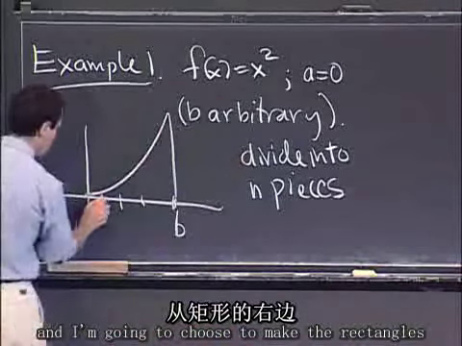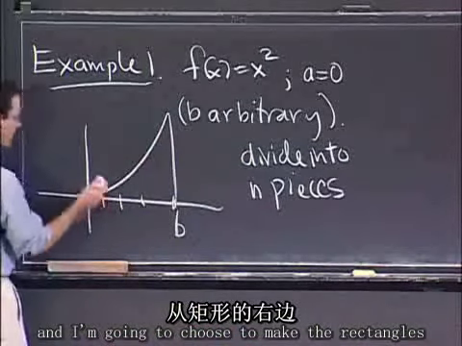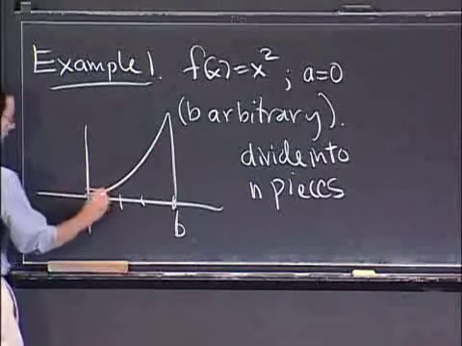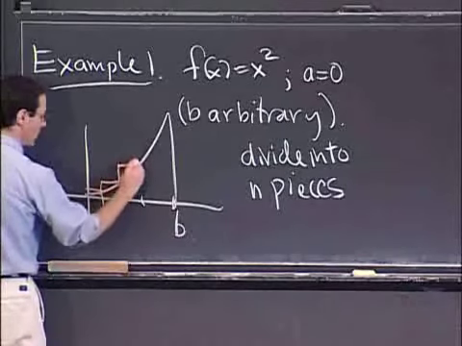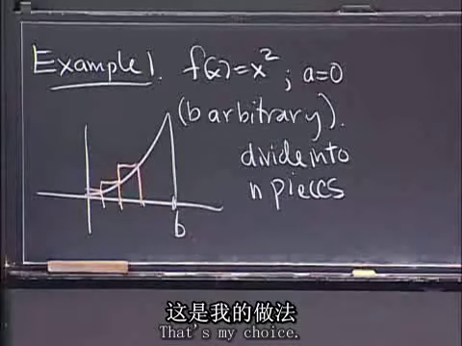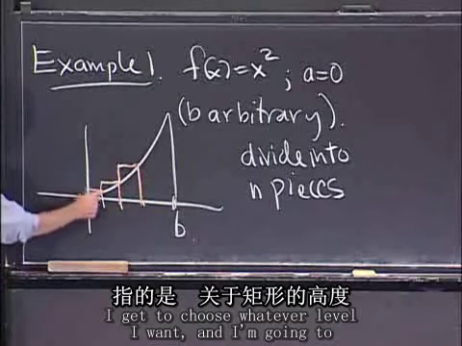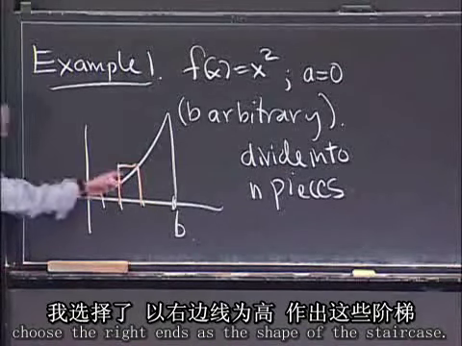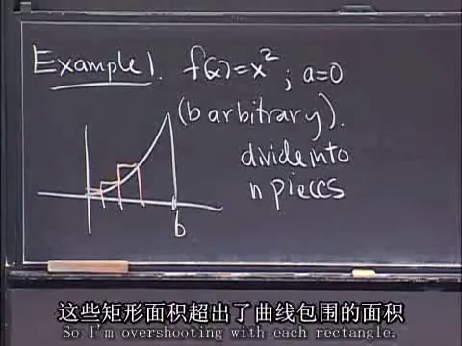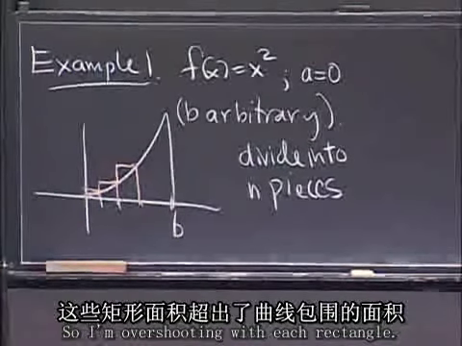And I'm going to choose to make the rectangles all the way from the right. That is, I'll make this staircase pattern here, like this. That's my choice. I get to choose whatever level I want, and I'm going to choose the right ends as the shape of the staircase. So I'm overshooting with each rectangle.